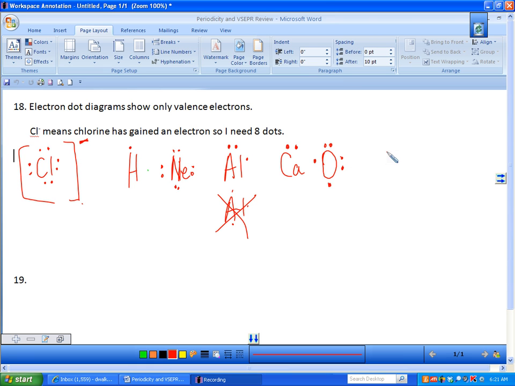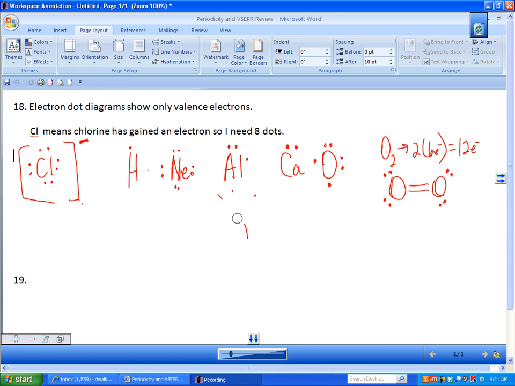O2. O2 is going to have a total of 2 oxygens, each with 6 electrons. So it has a total of 12 electrons that I need to show. So I'm going to do this and this, because there's my 2 oxygens. There's 2, 4, 6, 8, 10, 12. Now, I know that because I've done this a long time. You just have to practice. Get your pencil out, try it. If it doesn't work, erase it. Try it again until you get the right number of valence electrons.